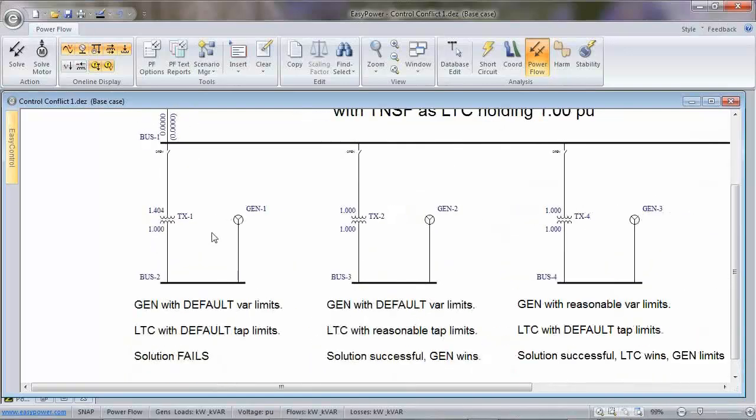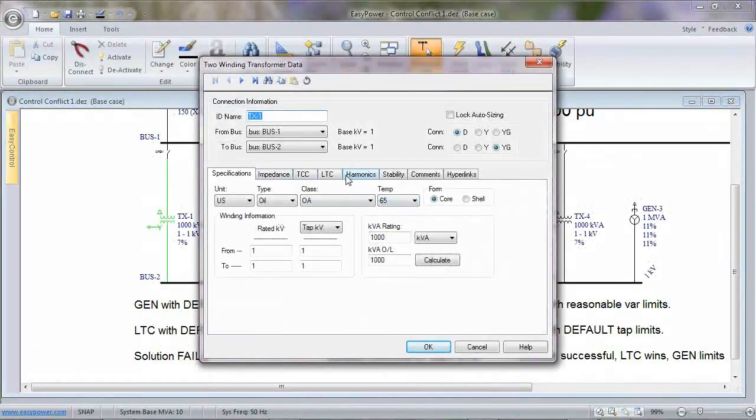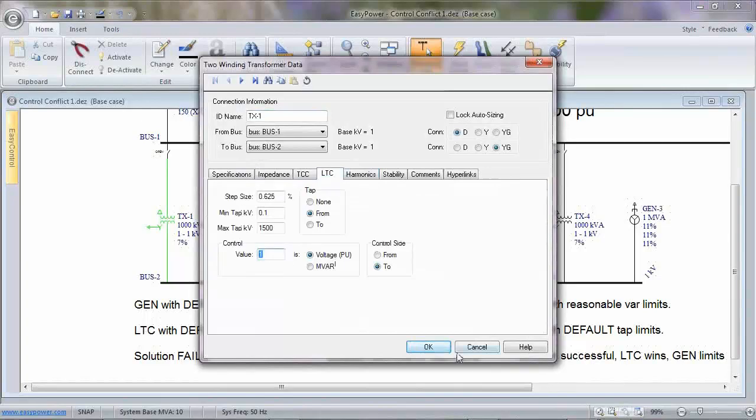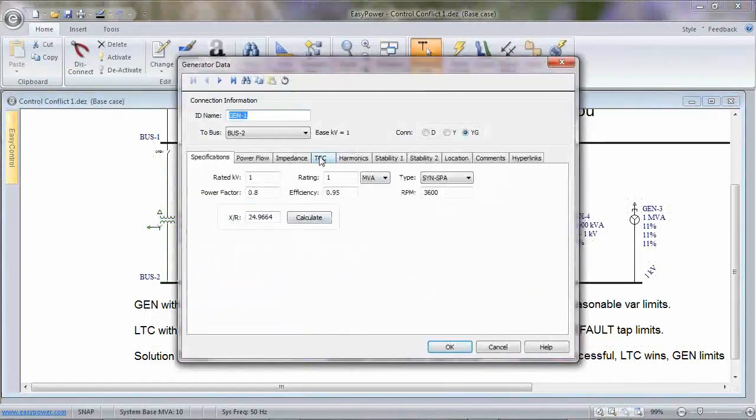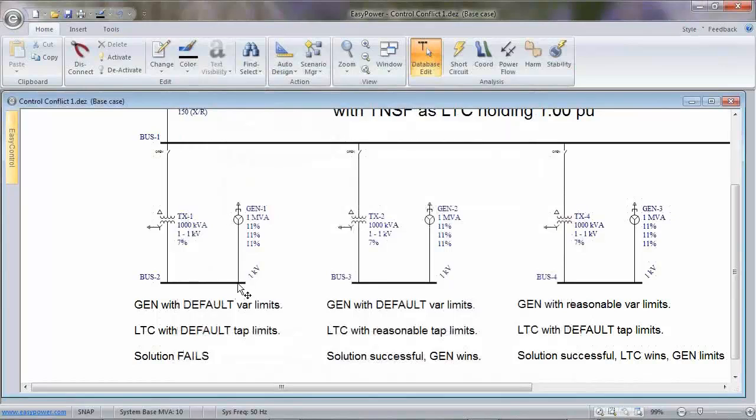Okay, so this case is not going to solve because these are fighting against each other is what I really should have said. I set this set point at 1, and I set this set point at 102. Not good. The generator is going to do everything it can to try and hold this voltage at 102. The transformer is going to do everything it can to hold it at 1, and they're never going to meet, the twain shall never meet. Why? Number 1, it's not the same control voltage, and number 2, they're both unlimited in their power and their strength because their limits are wide open.